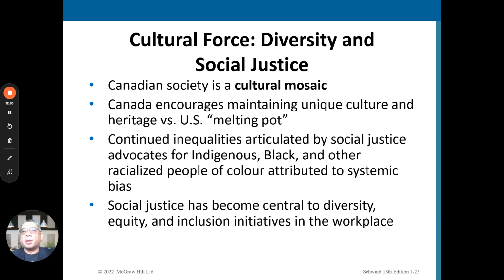Now, in terms of inequality and social justice, we are advocating for Indigenous and Black and other racial groups of color, attributed to systematic bias. Okay. Social justice has become central to diversity, equity, and inclusion initiatives in the workforce. We are seeing minorities being promoted into corporate areas, okay, from Indigenous, Black, and other minority groups.